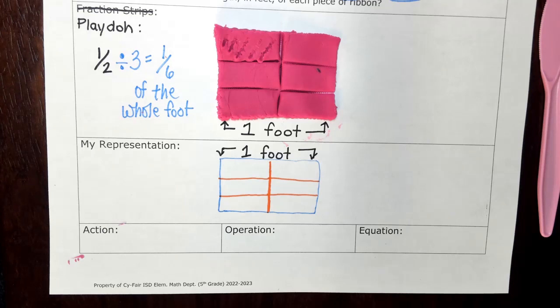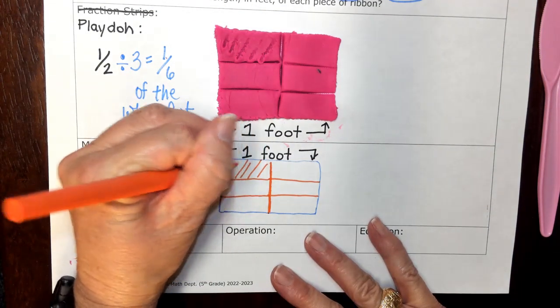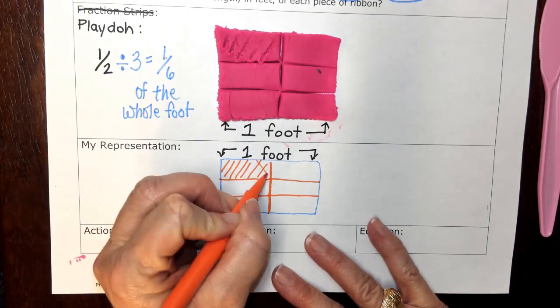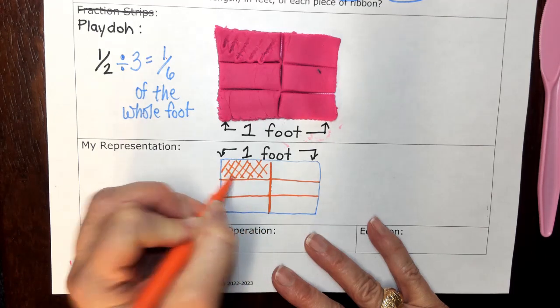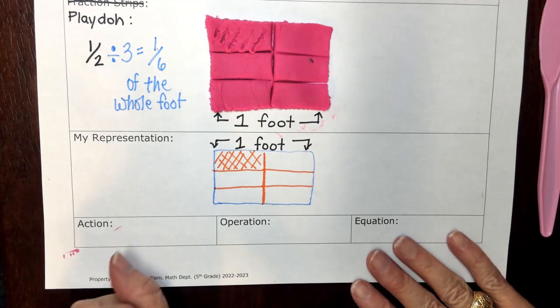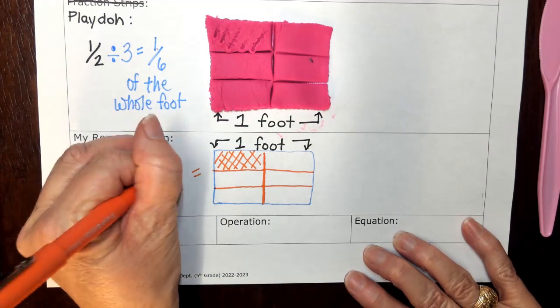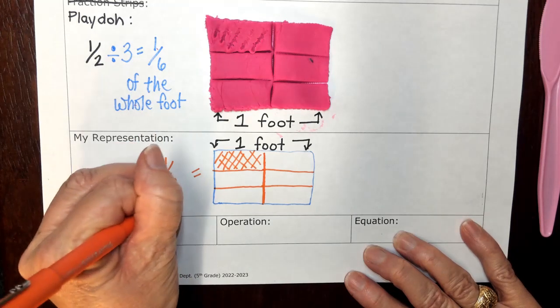All right. And remember, we get one of those pieces. So we're going to get one of these pieces right here. What part of the whole foot are we going to get? 1/6. 1/6 of the whole.